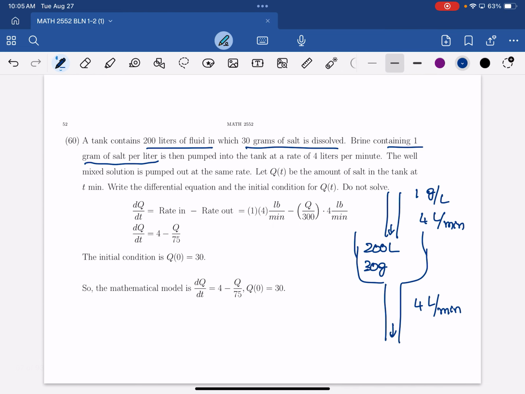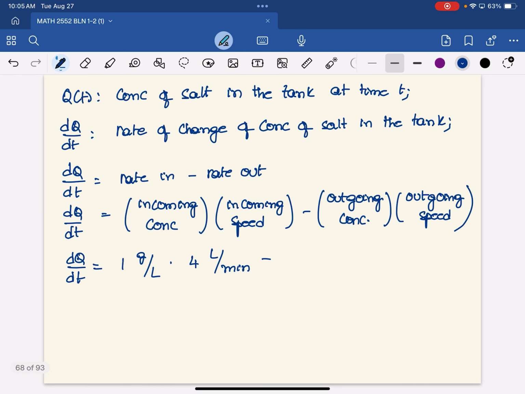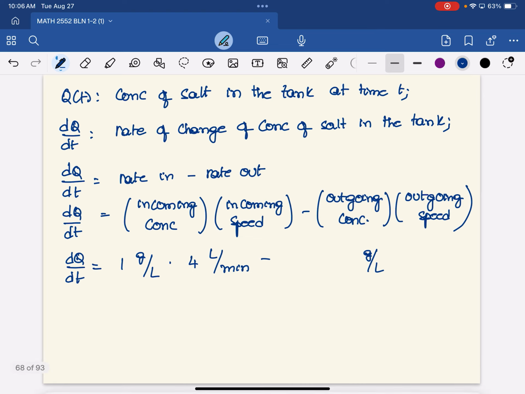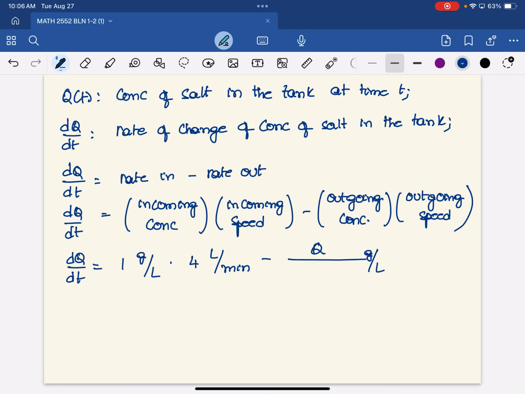What is the outgoing concentration? It is some grams per liter. So how many grams of salt? I don't know that, so I'm going to call it q. But how much fluid is present? The initial volume, which is 200, plus the incoming volume, which is 40, minus the outgoing volume, which is 40. Do you agree with me on that?